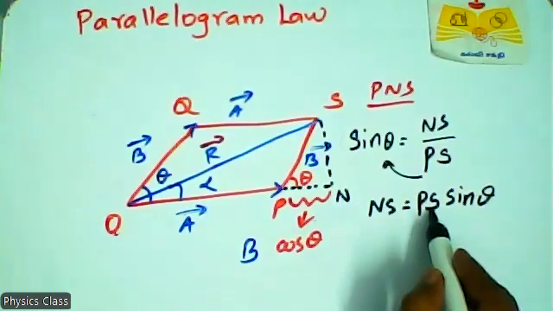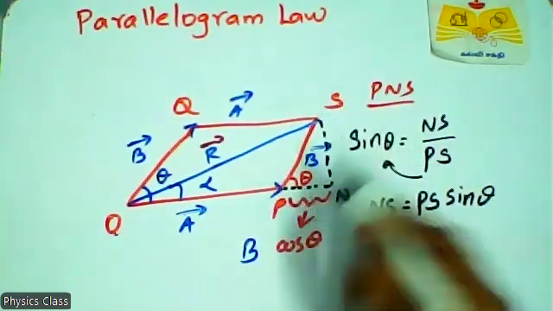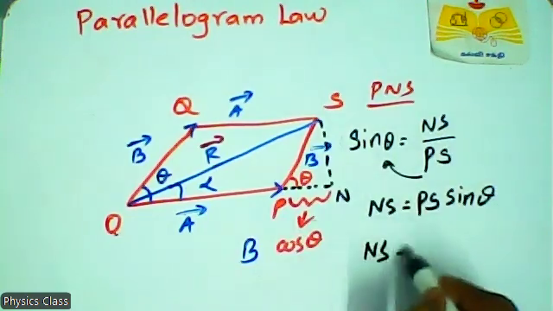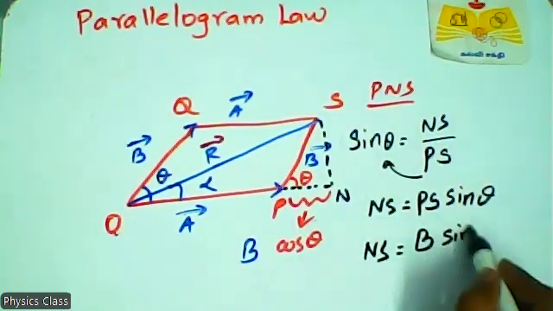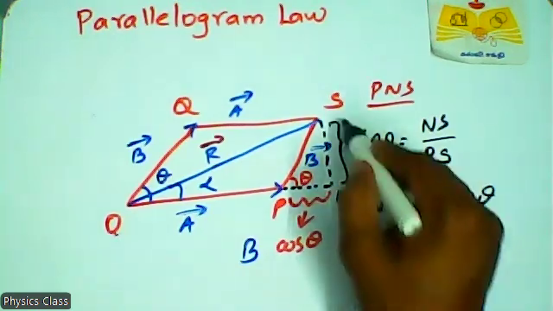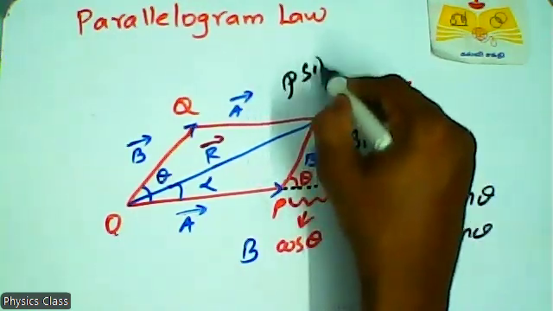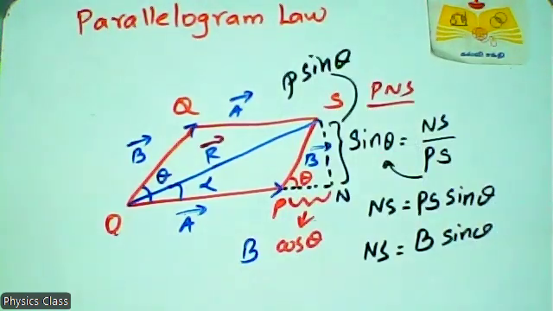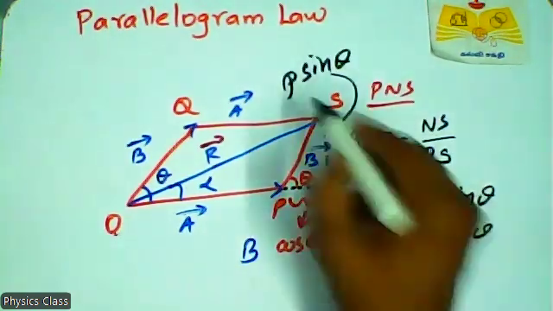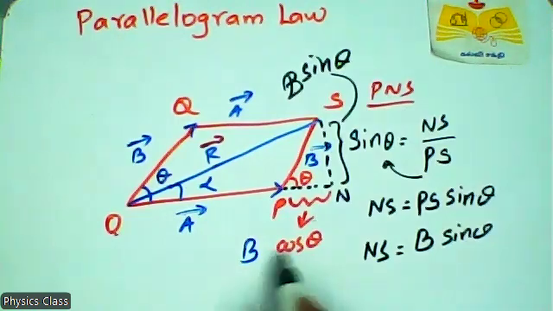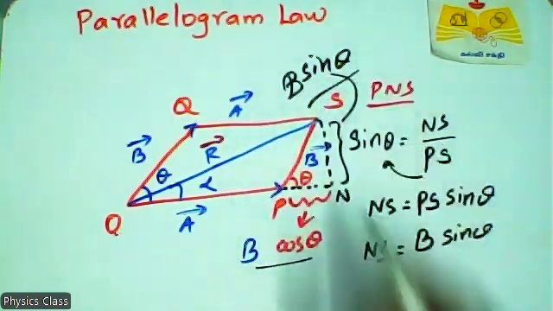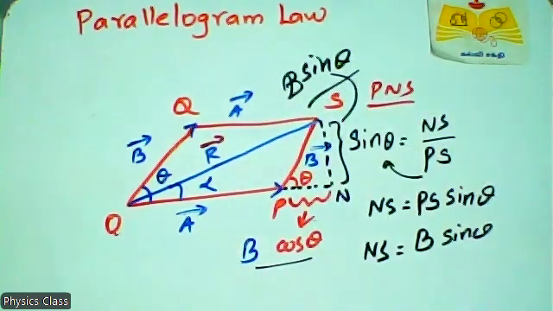What is PS value here? PS is B. So NS equals B sin theta. From this triangle PNS, we derive that PN is equal to PS cos theta, that is B cos theta, and NS equals B sin theta.